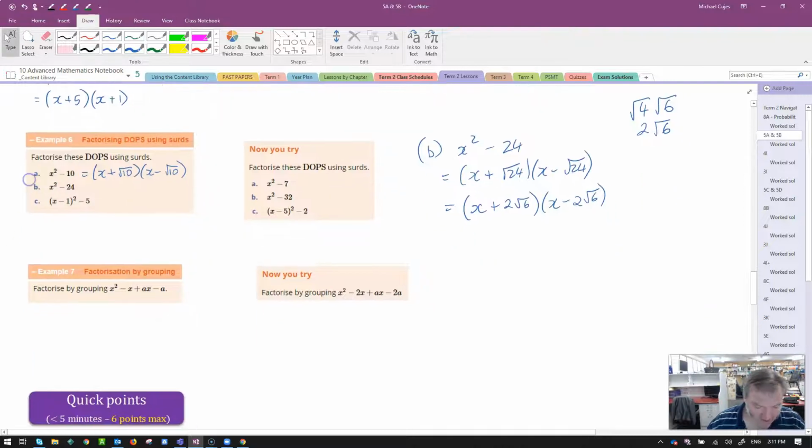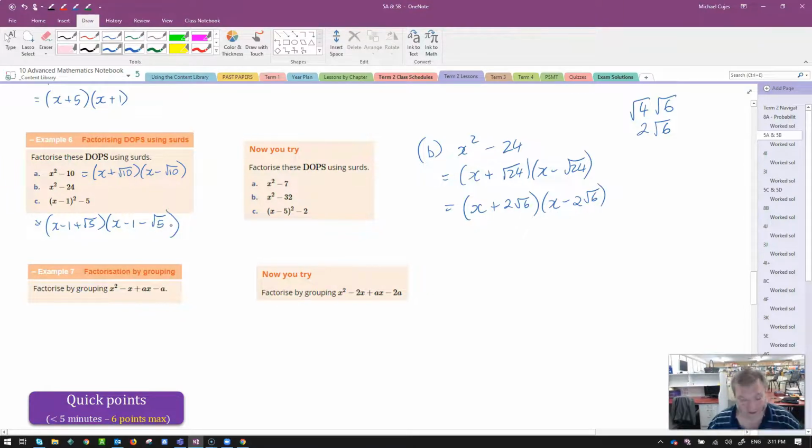Lucky last one here. x minus 1 all squared minus 5. So x minus 1 is my first term. Root 5 would be the second one. So I'm going to have x minus 1 plus root 5, x minus 1 minus root 5.